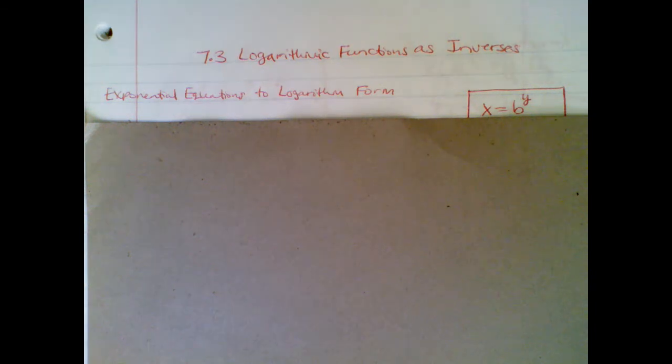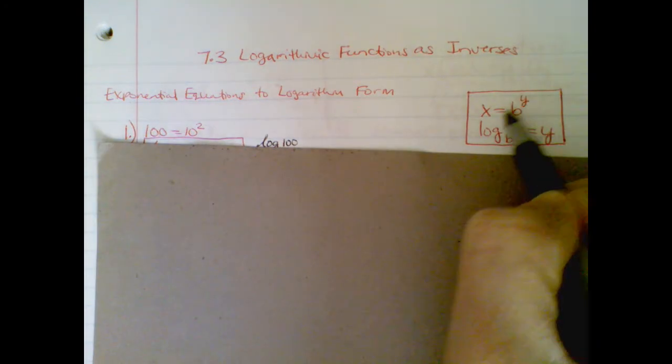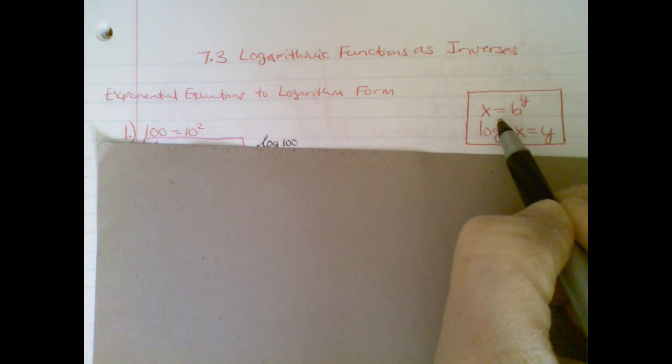Hello, we're going to get started on the 7.3 lesson, which is logarithmic functions as inverses. The first example is going to be exponential equations to logarithm form. So please write this equation off to the side. We have base b to the y power equals x. This would be exponential form.